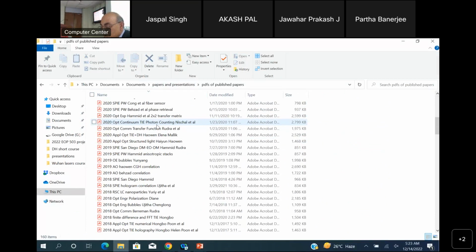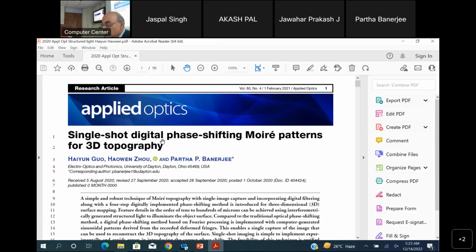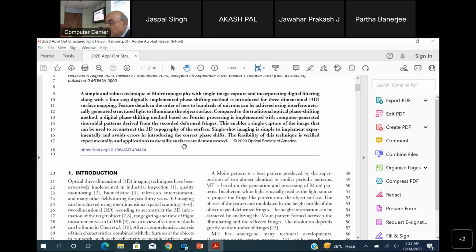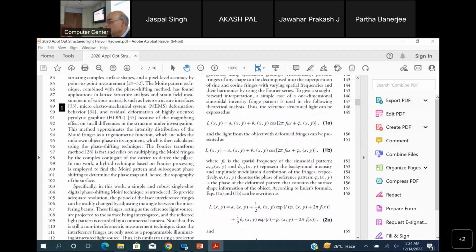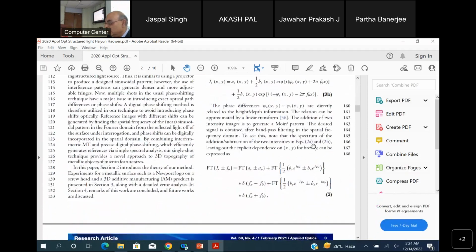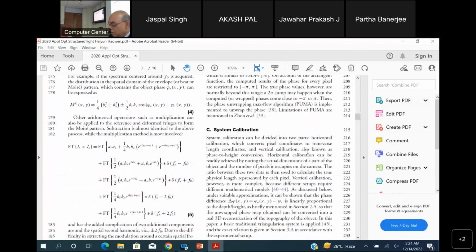The other thing I also said, I didn't want to talk about it. Maybe tomorrow, if I have time, I'll talk about it. It has to do with how you can use the correlation to compare two holograms and thus compare the nature of the 2D objects or 3D objects. So this is the applied optics paper.